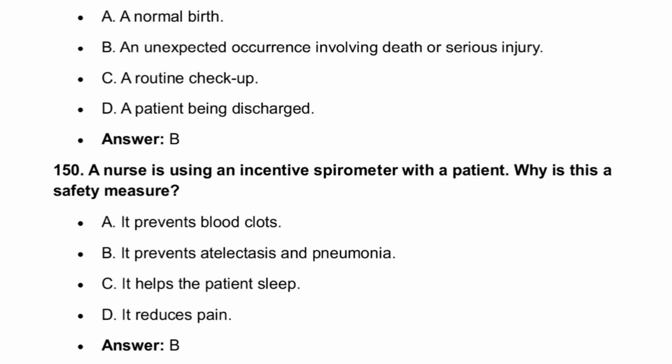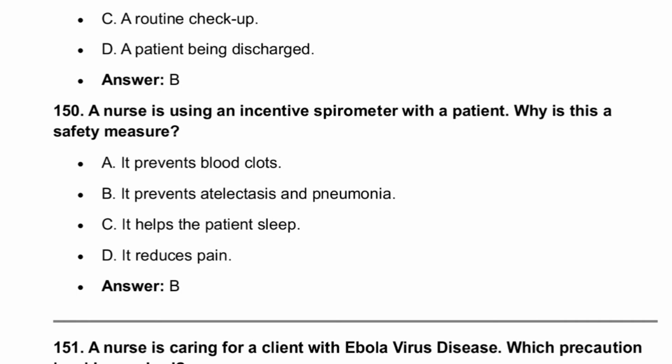A nurse is using incentive spirometry with a patient. Why is this a safety measure? B, it prevents atelectasis and pneumonia.